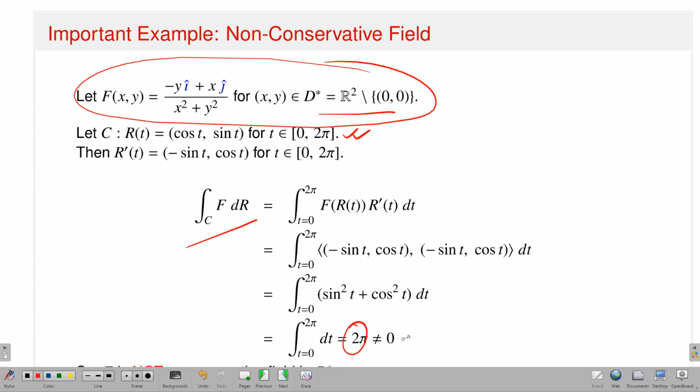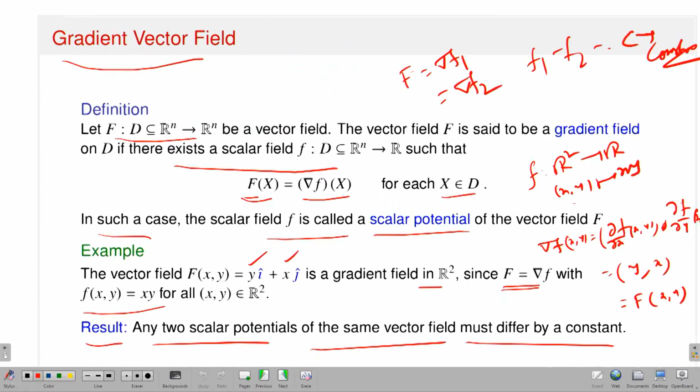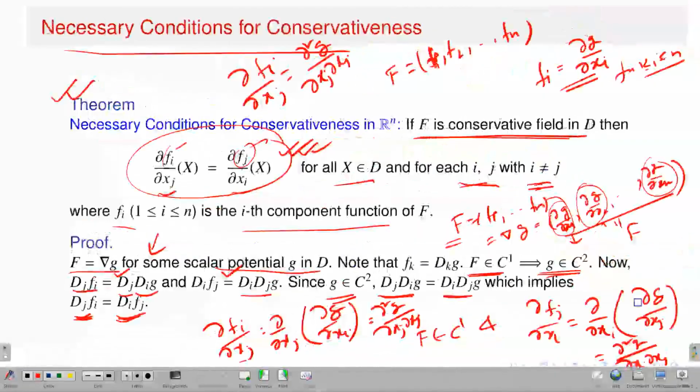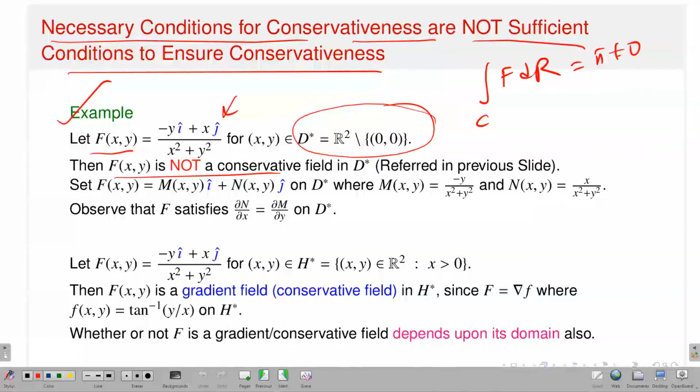is actually 2 pi, which is non-zero. So, therefore, it is not a conservative vector field. Okay. For a conservative vector field, it has to be 0. So, therefore, it is not 0, and therefore, it is not conservative. Okay. So, it is not a conservative vector field.